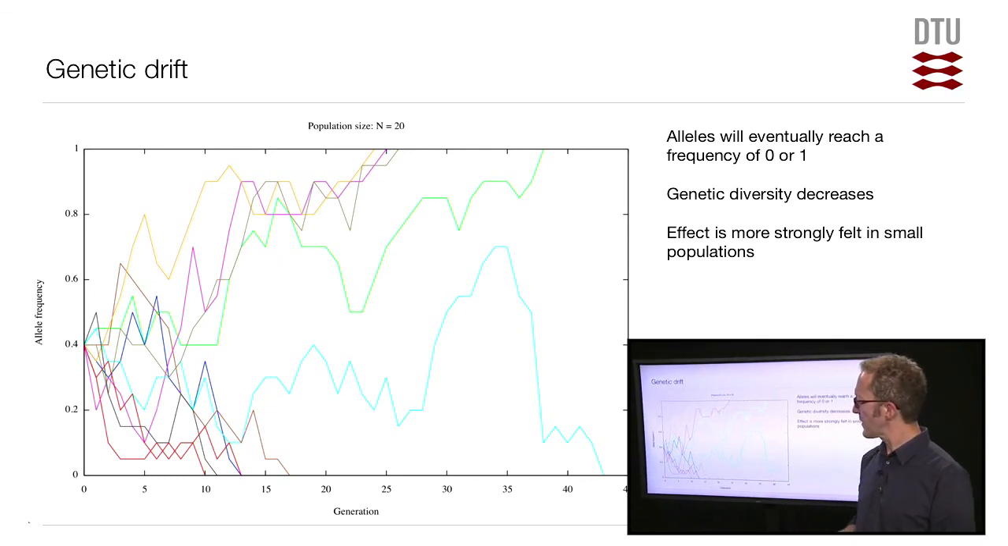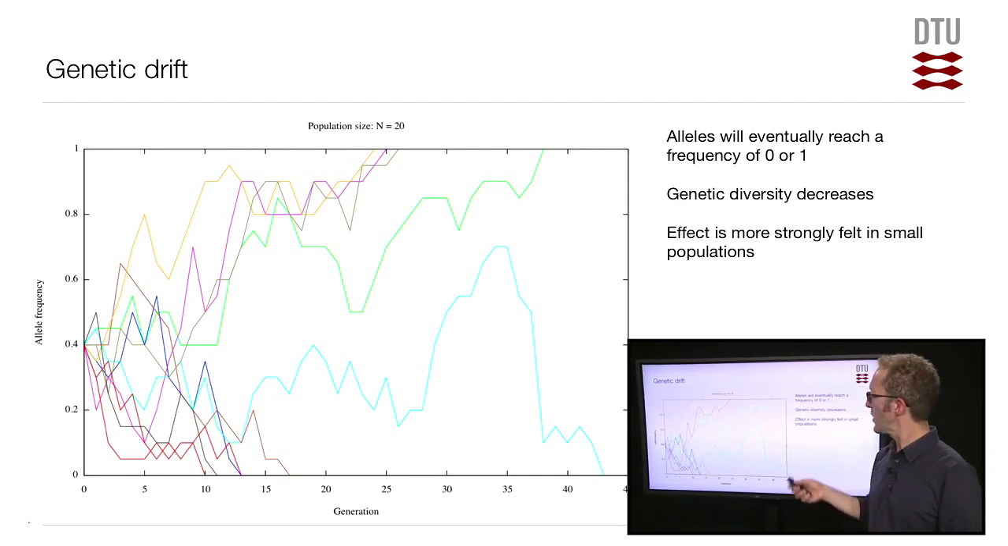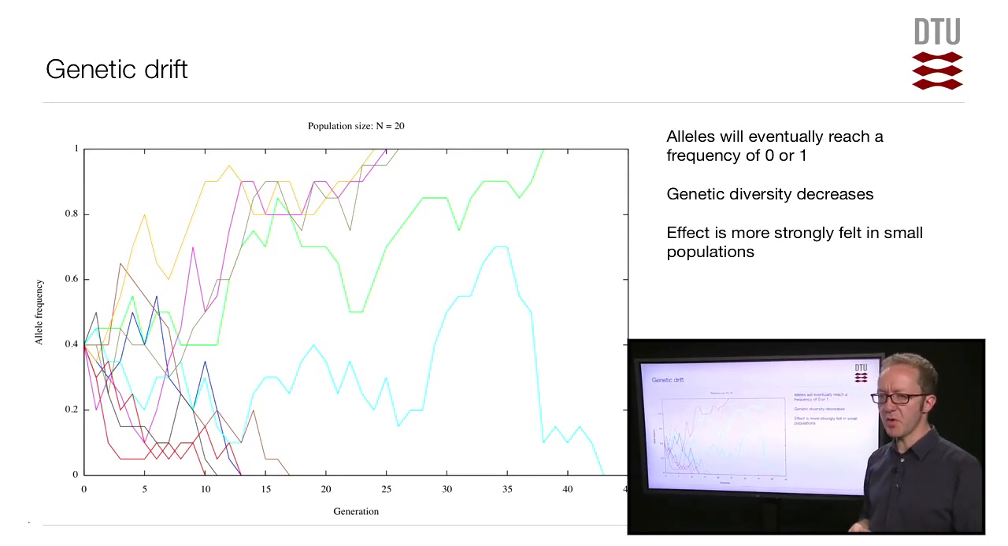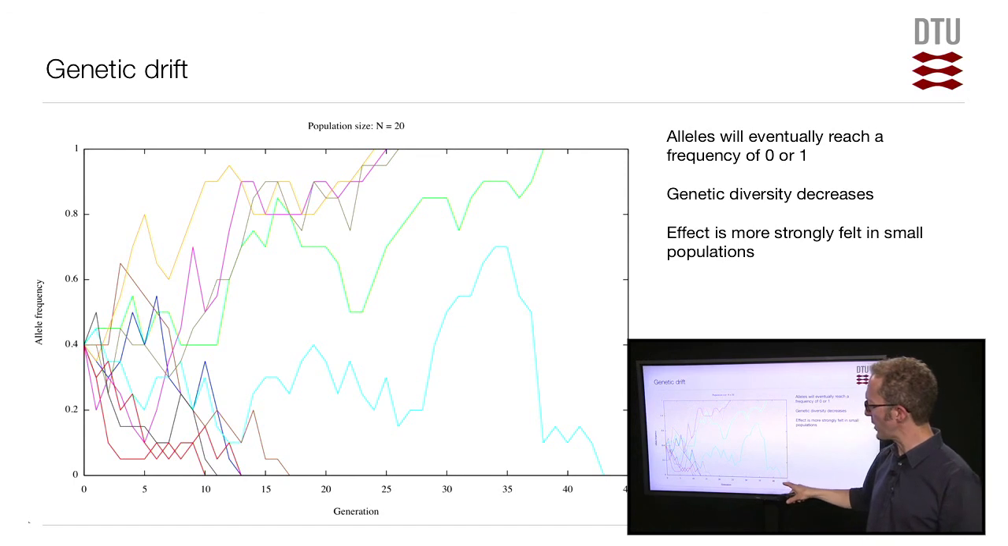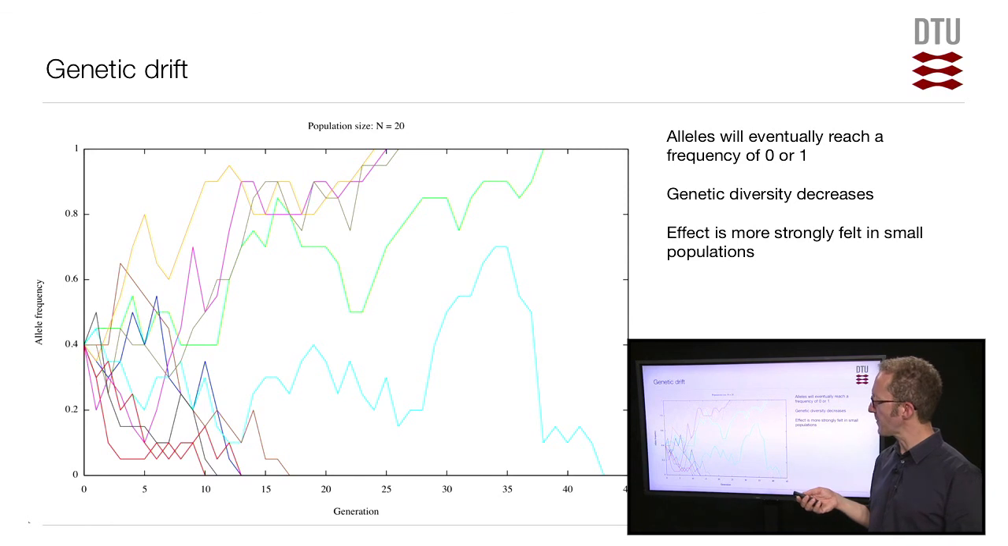This sort of effect, as I say, is that genetic drift causes a decrease in genetic diversity. The effect is, and this is probably obvious, more strongly felt in small populations. Here's the effect in a population size of 20, and you can see that in all of these 10 simulations, one of the alleles has become fixed and one of them has disappeared within 45 generations.